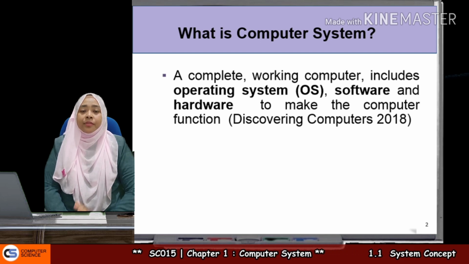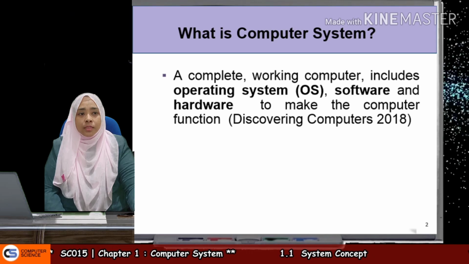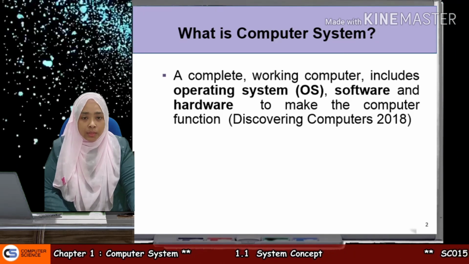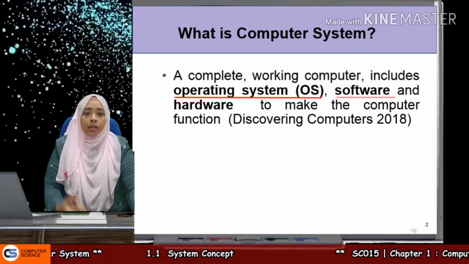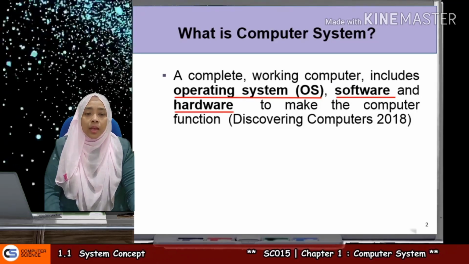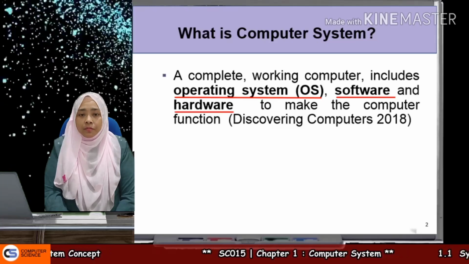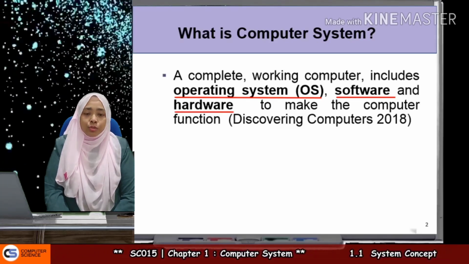First thing, we have to define what a computer system is. A computer system is a complete working computer which includes an operating system, OS. Then we have software, and the third part is hardware, to make the computer function, based on the definition by Discovering Computers 2018.